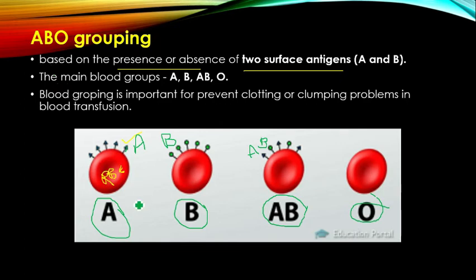Here, based on the presence or absence of two antigens, A and B, we can see the formation of four different varieties of blood groups. If A antigen is present, that belongs to the A blood group. If B antigen is present, then that belongs to the B blood group. If both antigen A and antigen B are present, then that belongs to the AB blood group. If there are no antigens on RBC, that belongs to the O blood group.